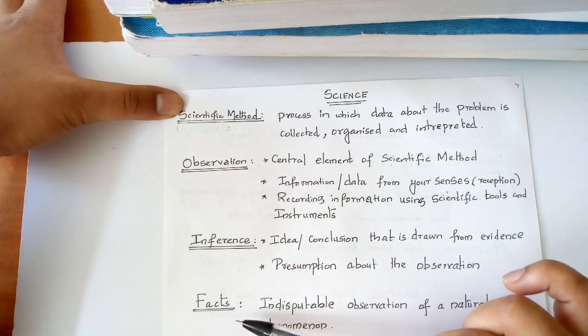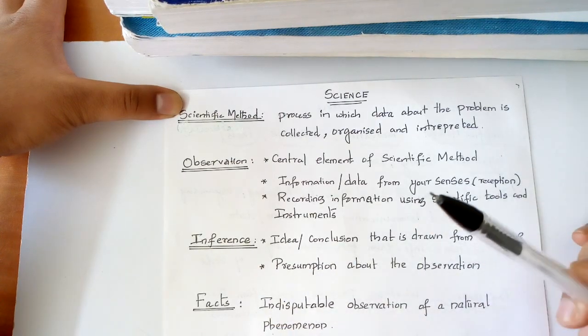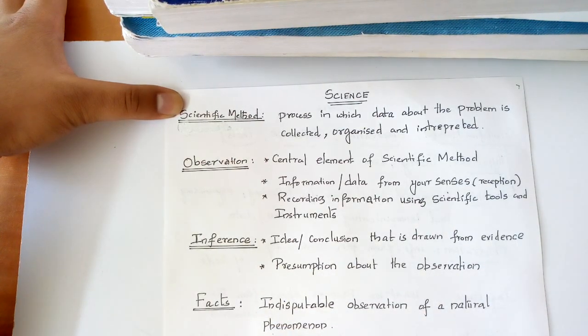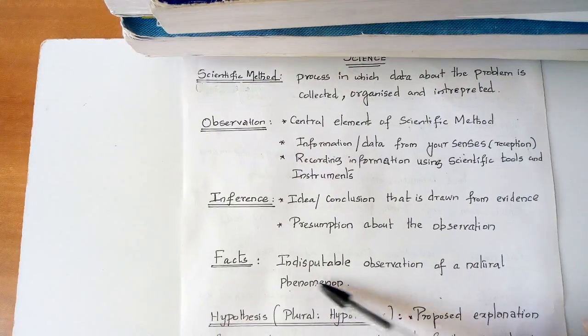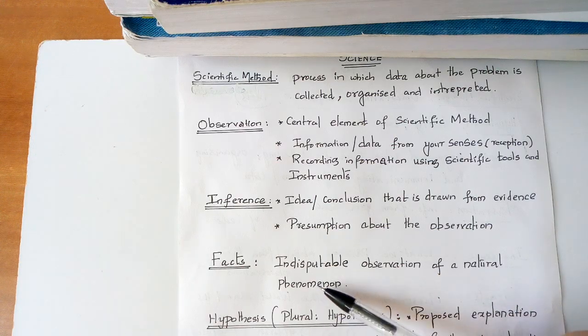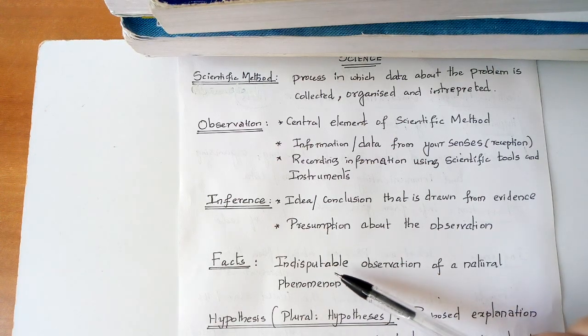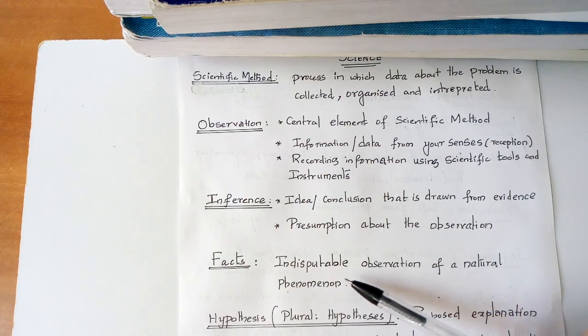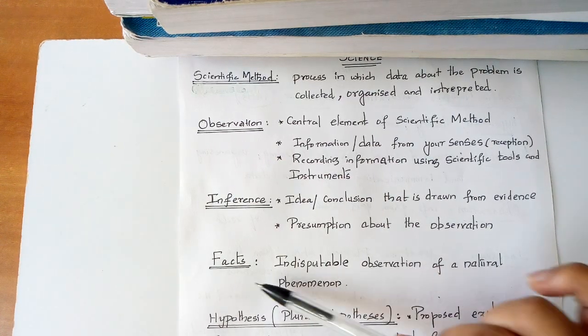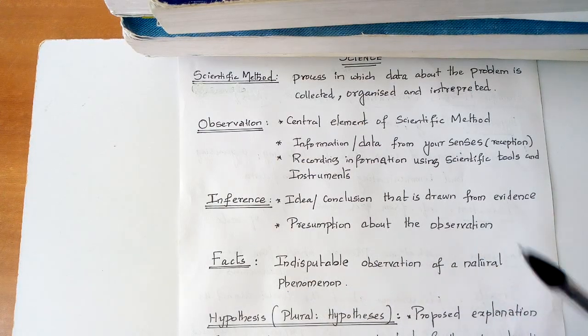And we have something called fact. We all might know what science facts are, and we always like to see them in the news or elsewhere. A fact is nothing but an indisputable observation of natural phenomena. It is a truth, and this truth talks about natural phenomena, and it is obtained through observation. That is why it's an indisputable observation of the natural phenomenon.